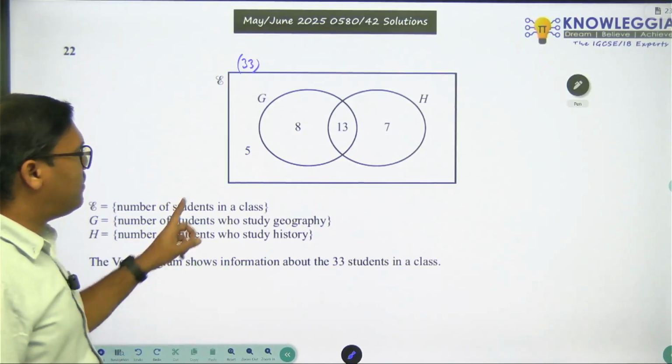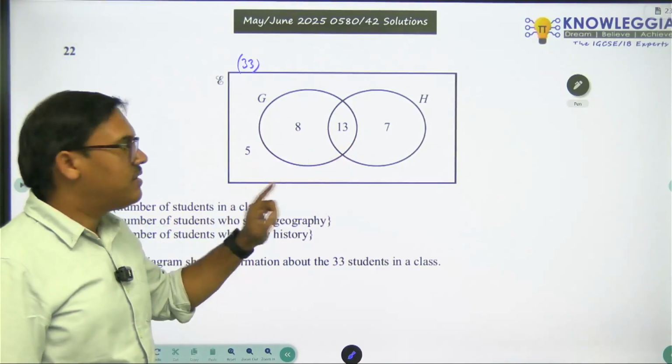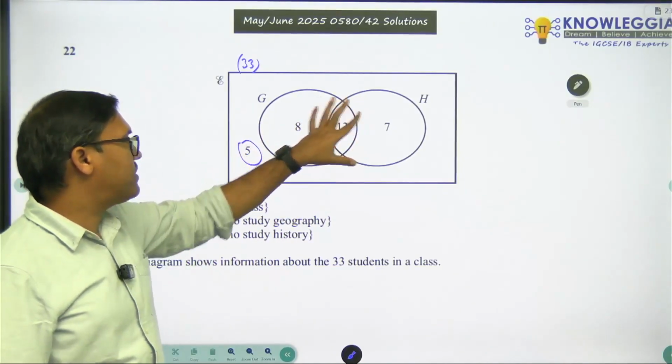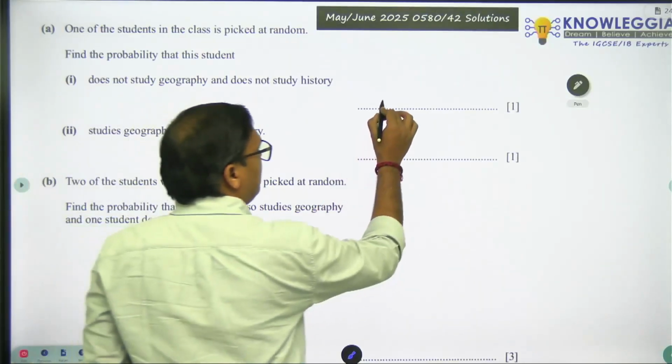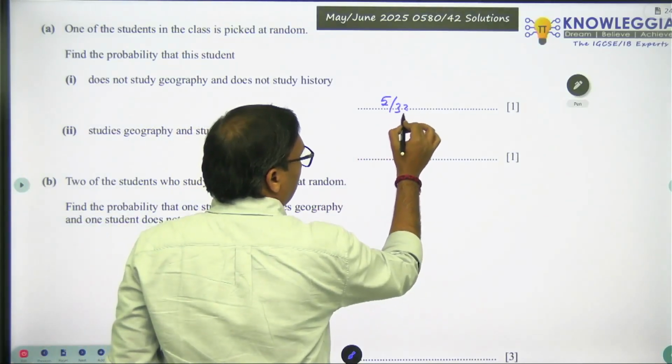So how many students are there who are not studying geography and history? That is 5 students, which is outside these two. That is 5. So what is the probability? This will be 5 upon 33 because there are 33 students.